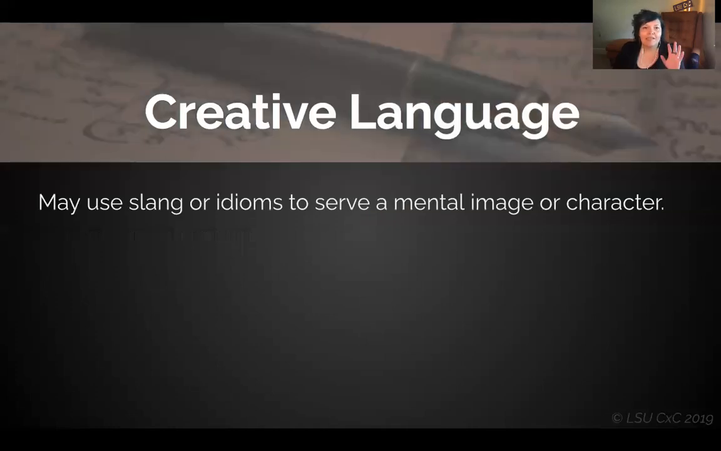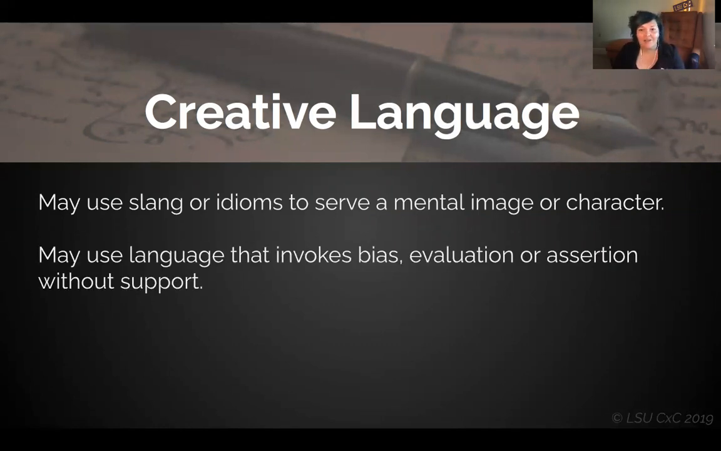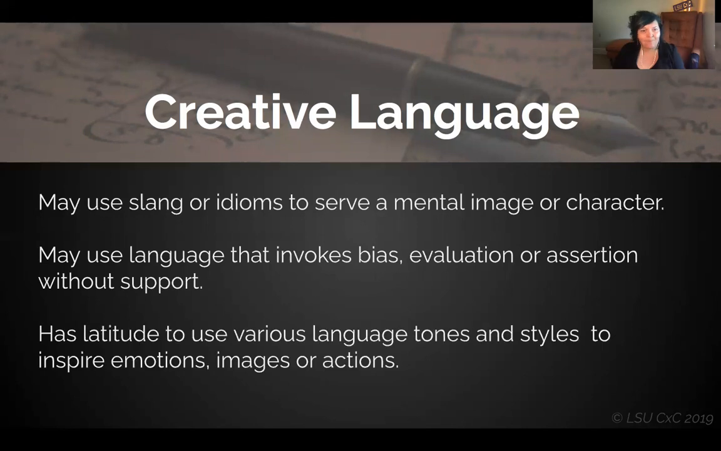Creative language, it might use slang or idioms to serve a mental image or character. And in a creative language context, there are whole other structures and incredibly sophisticated approaches to doing that effectively. And that's for another video. It might use language that invokes bias, evaluation, or some kind of an assertion that doesn't have support attached to it. And by support, I mean it doesn't have sensory elements or extra data supporting the idea that it's saying. And it has the latitude to use various language tones and styles to inspire emotions, images, or actions. It's really creating a new world through the language that it is presenting.